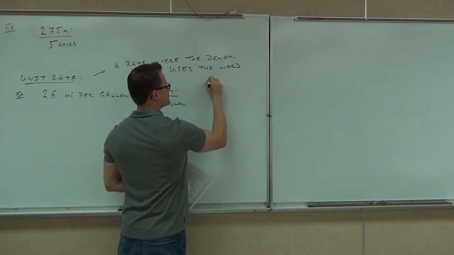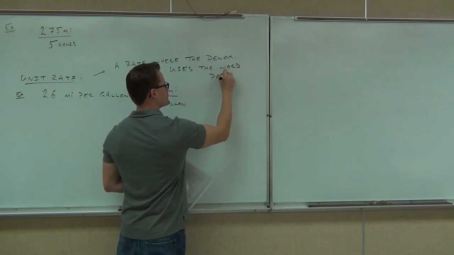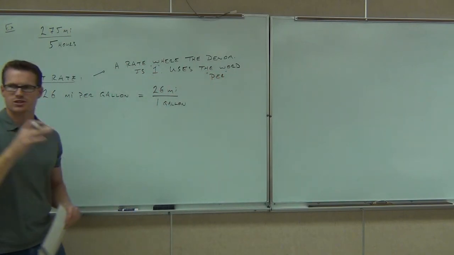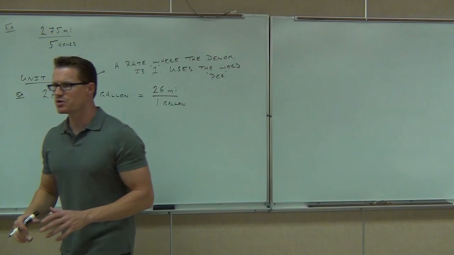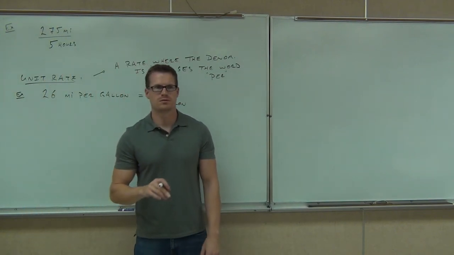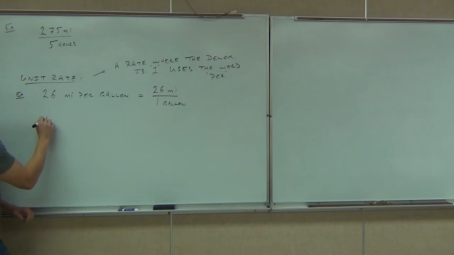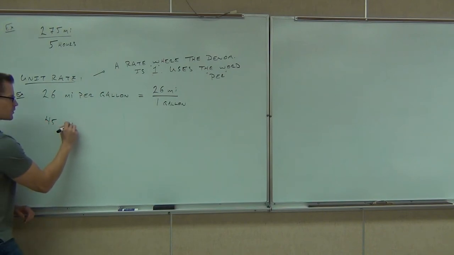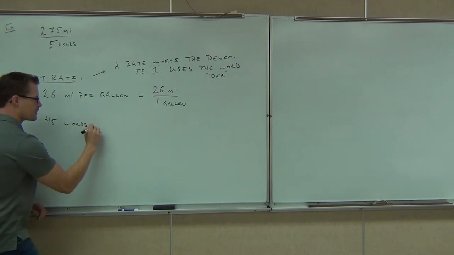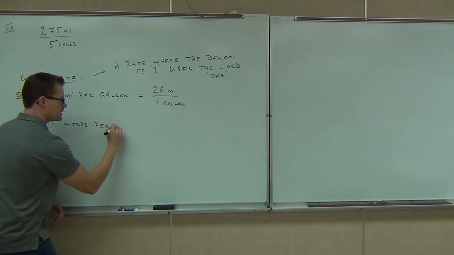So this usually uses the word per. Think of some for me. What are some instances where you actually use the word per? Words per minute. Typing. Great. So you might type 45 words per minute.